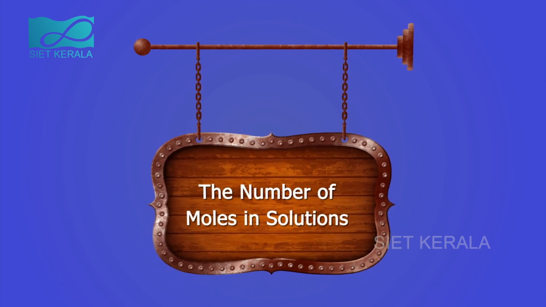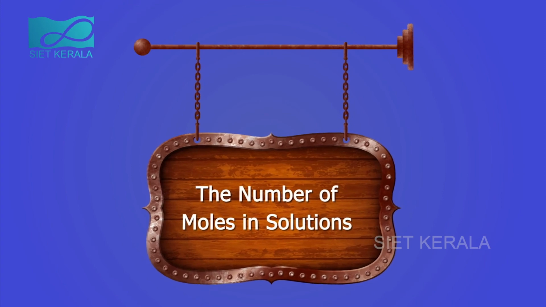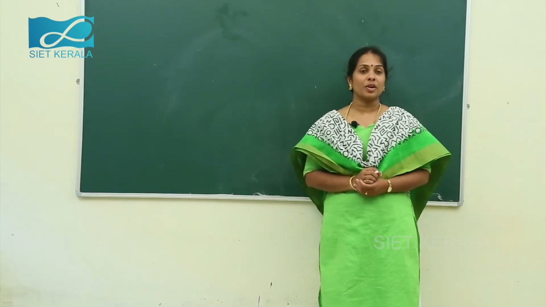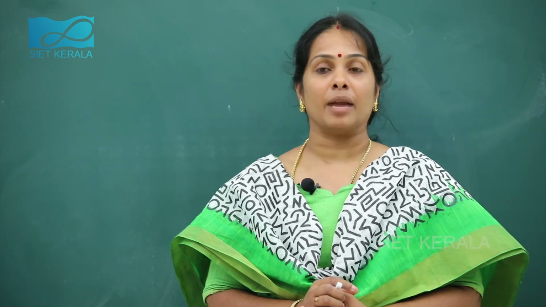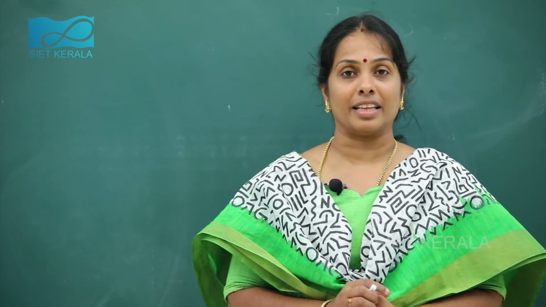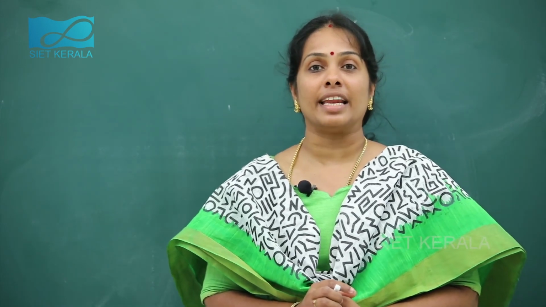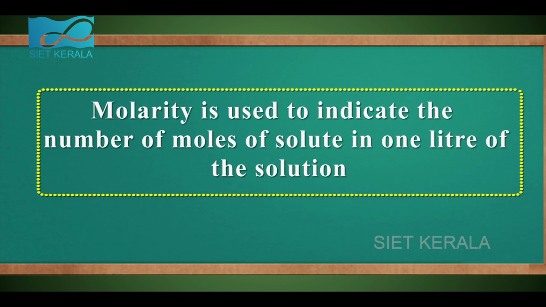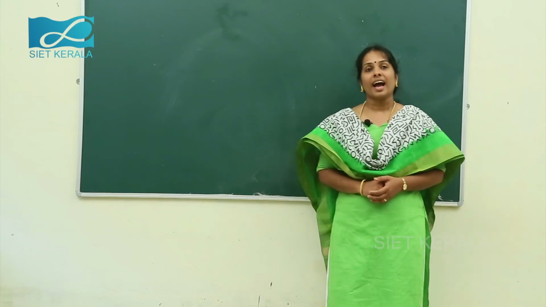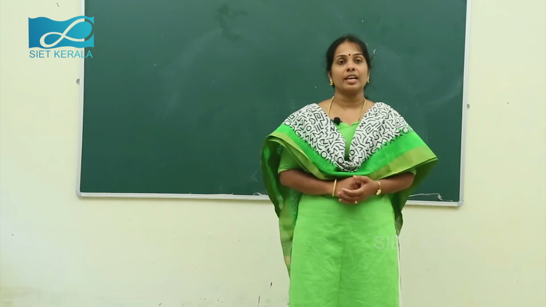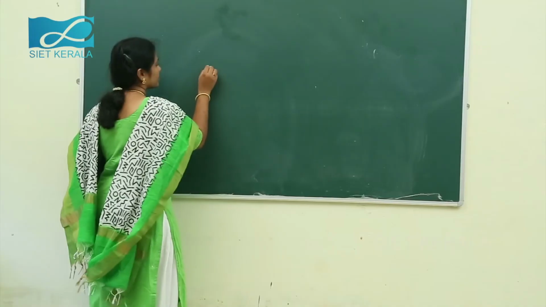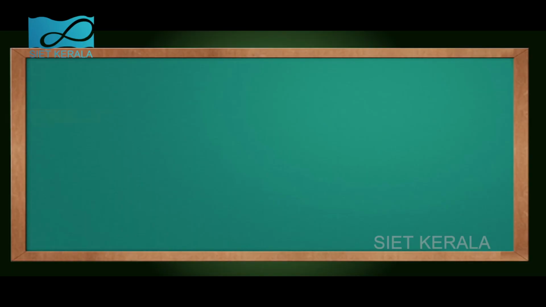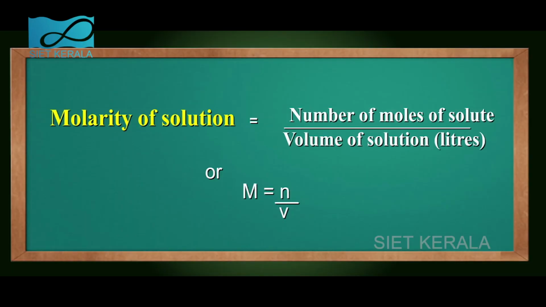Number of moles in solution. Now, let us calculate the number of moles in a solution. For calculating the number of moles, we use the term molarity. It is used to indicate the number of moles of solute in 1 liter of solution. Molarity of a solution is equal to the number of moles of solute, n, divided by the volume of solution in liters, V. We can show this by using an equation, that is, M is equal to n by V.